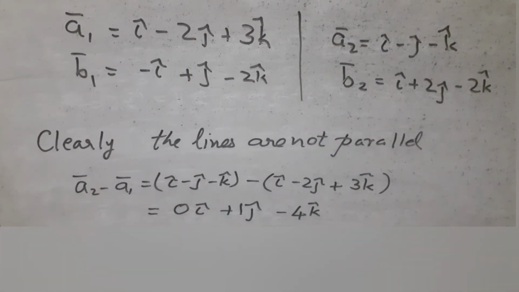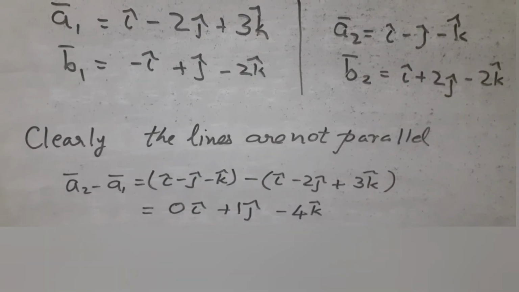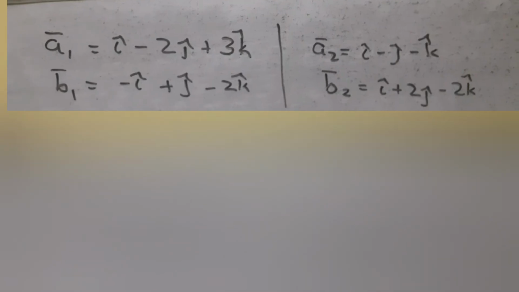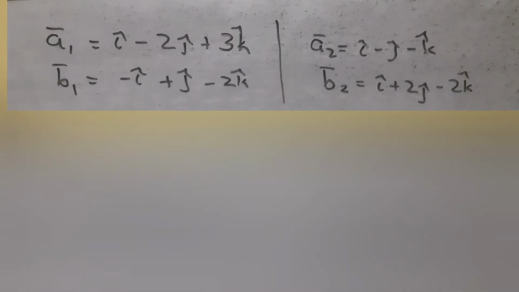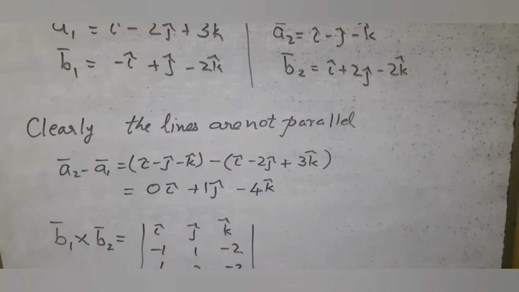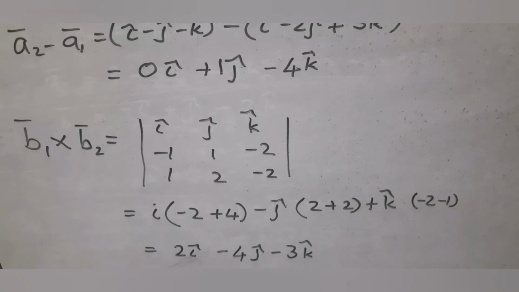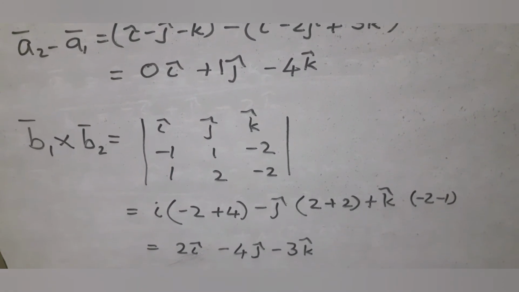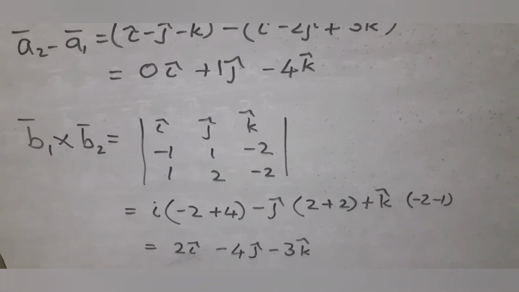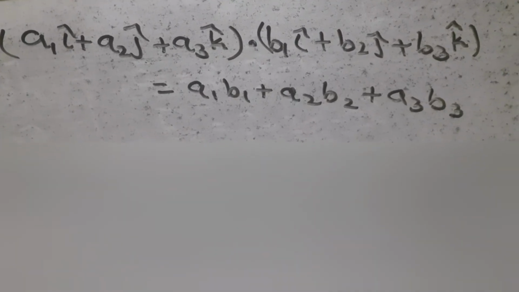First we calculate a2 minus a1. Now calculate b1 cross b2 using the determinant. Now we calculate the dot product (a2 minus a1) dot (b1 cross b2) using the components.